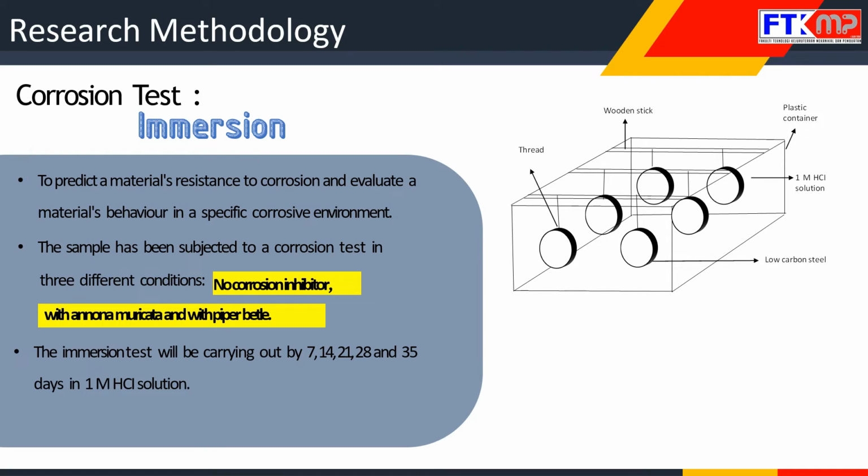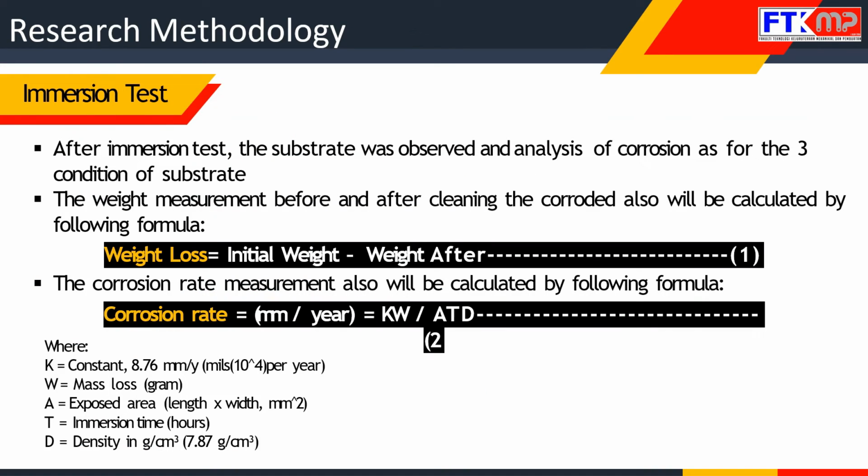The immersion test will be carried out for 7, 14, 21, 28 and 35 days in 1 mole hydrochloric acid solutions. After that, I will calculate two types of formula, which are weight loss and corrosion rate, to determine the effectiveness of these two green corrosion inhibitors.